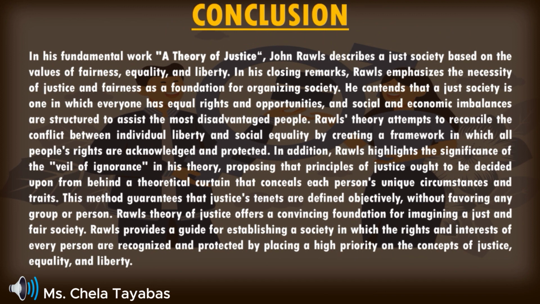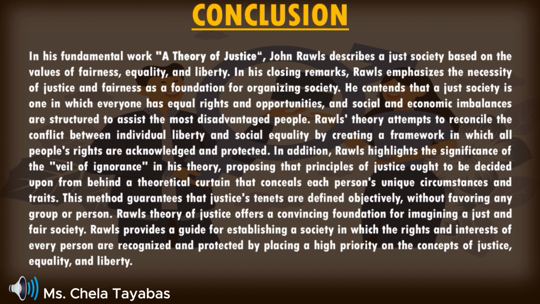In his fundamental work, A Theory of Justice, John Rawls describes a just society based on the values of fairness, equality, and liberty. Rawls emphasizes the necessity of justice and fairness as a foundation for organizing society. He contended that a just society is one in which everyone has equal rights and opportunities and social and economic imbalances are structured to assist the most disadvantaged people. Rawls' theory attempts to reconcile the conflict between individual liberty and social equality by creating a framework in which all people's rights are acknowledged and protected.